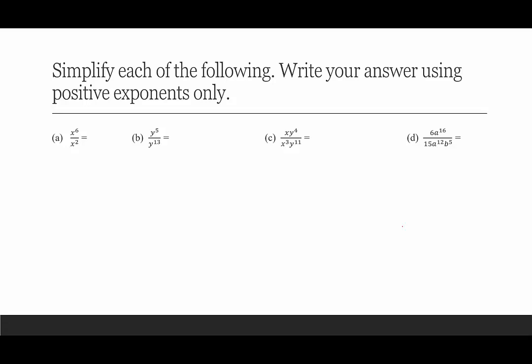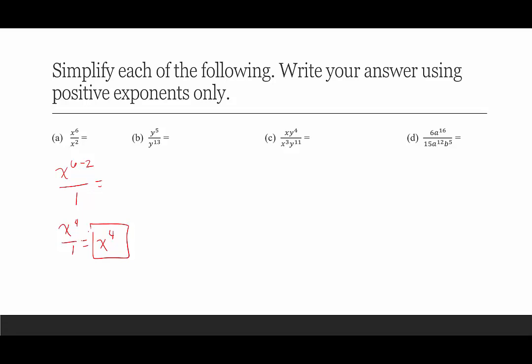So in letter A, we have x to the 6th over x squared. So we have 6 factors of x in the numerator, and we have 2 factors of x in the denominator. We have more factors of x in the numerator, and what we would do is we would say, okay, it's going to be 6 minus 2 over 1. And that would just be x to the 4th over 1, which we could just write as x to the 4th. Dividing by 1 doesn't do anything. It's an identity, so we would just have x to the 4th.